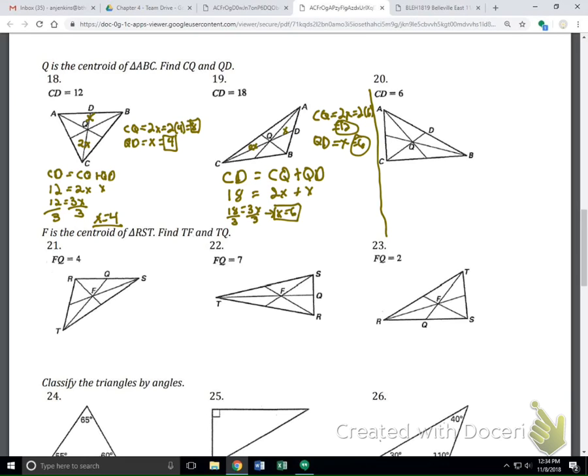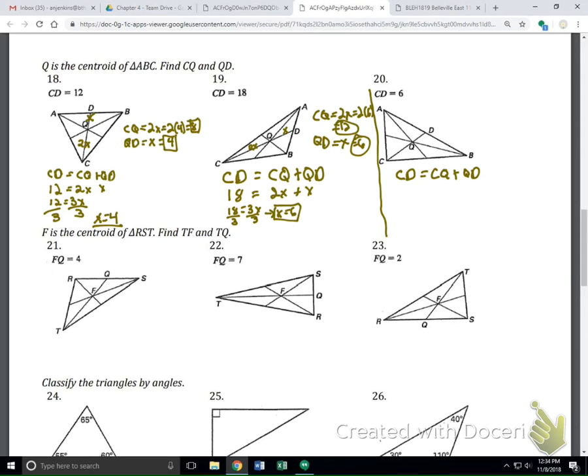And then we're on to our last one of this type, where again we have the full length of the segment. So again, we're looking at CD. We have a total length of 6. So I can write my statement as CD equals the sum of its parts, CQ plus QD. Remember that we don't put the lines on top because we're talking about distance.